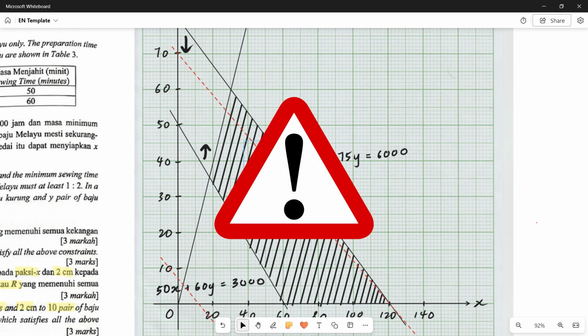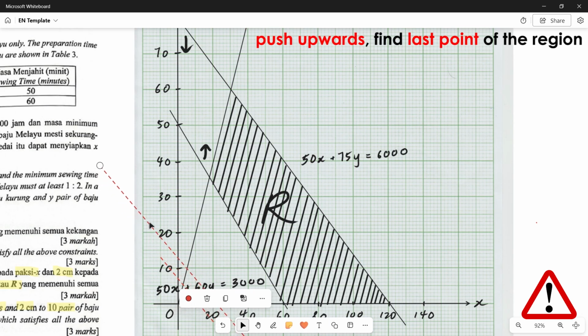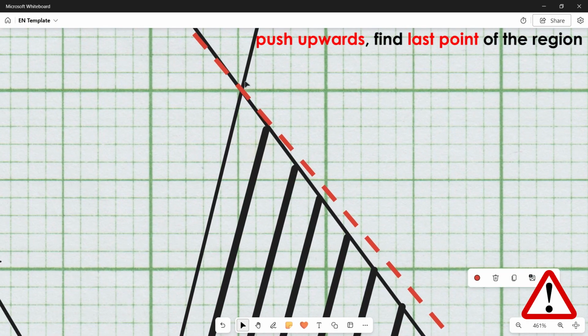Now to find the maximum profit, we need to find the point that helps us find that profit, and we can use the objective function. What we need to do is just push this objective function, or this line, upwards until we find the last point that this red line intersects the region R. So it's here. As you can see, it does not intersect any points in region R except this point. So this point helps us to find the maximum profit.